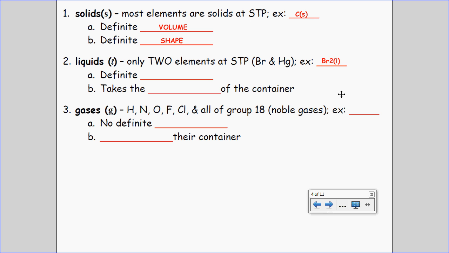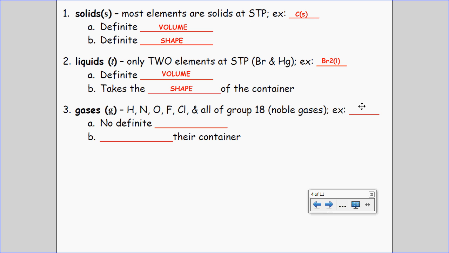Br2 is a liquid and Hg is a liquid. They have a definite volume, meaning you could pour them into a graduated cylinder and measure how much you've got, but they automatically take the shape of the container. Think about it. You pour water or any other liquid into a container, it takes the shape of the container. If it's the shape of a flower vase, the shape of a Gatorade bottle, whatever it is, it takes that shape.